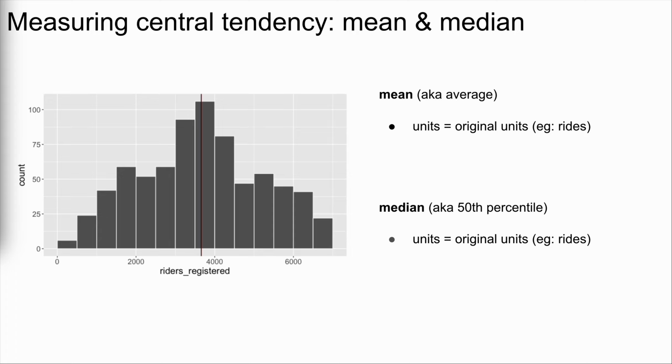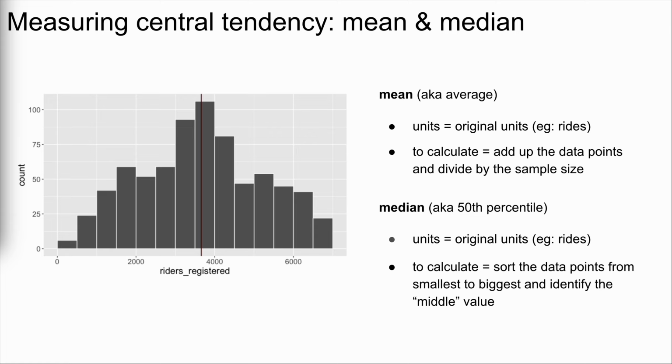First, to assess the central tendency of a quantitative variable, that is, what's a typical outcome, we can utilize measures such as the mean and median. Both of these have units on the original scale, but are calculated differently. The mean is the average of the data points. It's calculated by adding up the values of the data points and dividing this total by the sample size, that is, the number of data points. To calculate the median, we sort the data points from smallest to biggest and identify the middle value, that is, the 50th percentile.